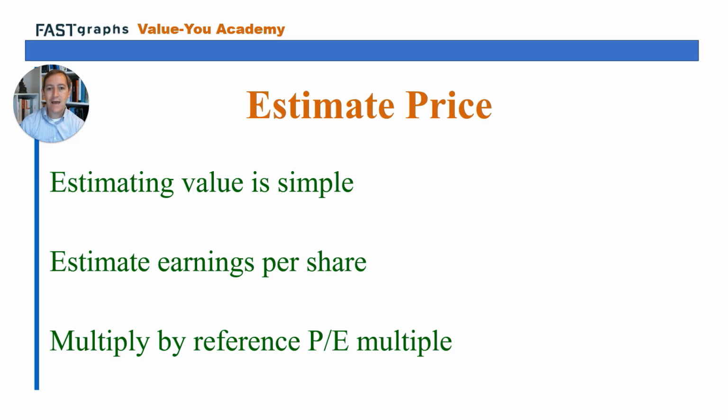Okay, so once we have an estimate of future earnings or an estimate of earnings at all, and a reference price to earnings ratio, estimating value is very simple. All we need is to multiply the estimate of earnings per share by a reference price to earnings multiple. And what I mean by a reference price to earnings multiple is, what's a fair multiple? What's a fair charge for that dollar of earnings per share? And we'll talk more about how that reference is established.